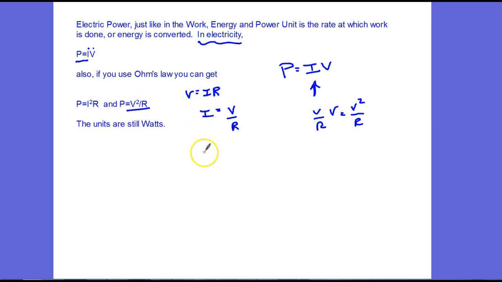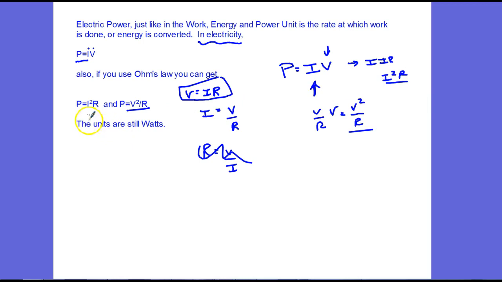And if I solve for resistance, resistance equals voltage over current. And in the P equals IV equation, if I replace voltage with IR, then that gives me I times IR, which is I squared R. So V squared over R and I squared R are two other ways to calculate power, and the units are still watts, just like in the previous unit.